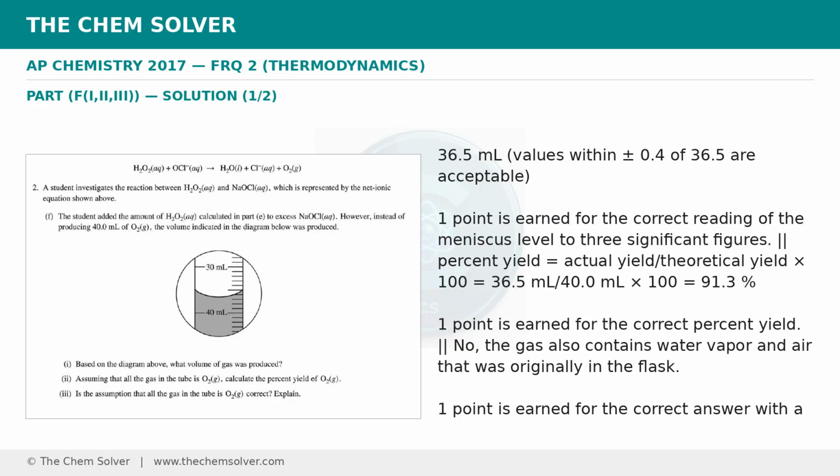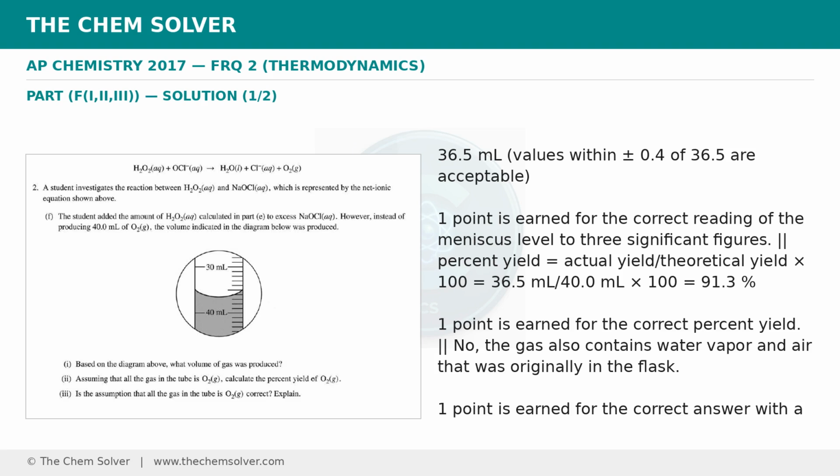36.5 milliliters. Values within plus or minus 0.4 of 36.5 are acceptable. 1 point is earned for the correct reading of the meniscus level to 3 significant figures. Percent yield equals actual yield over theoretical yield times 100, which is equal to 36.5 milliliters over 40.0 milliliters times 100, equal to 91.3%. 1 point is earned for the correct percent yield.